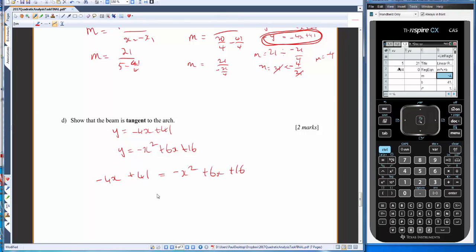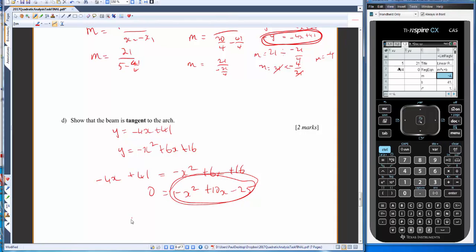Alright, so I'm going to let it equal 0. So negative x squared plus 10x, minus 25, equals 0. Alright, so what we're going to do is run the discriminant on this.